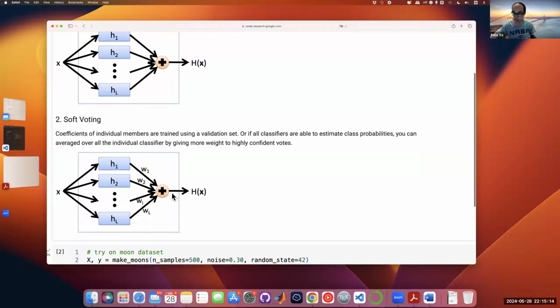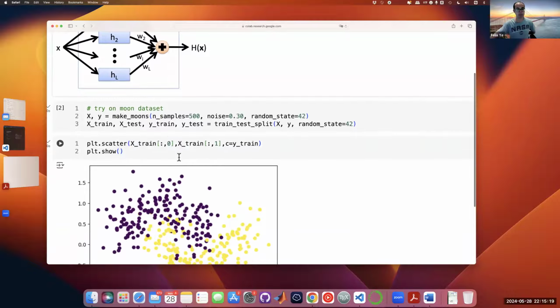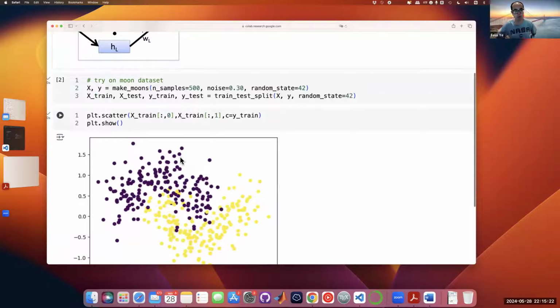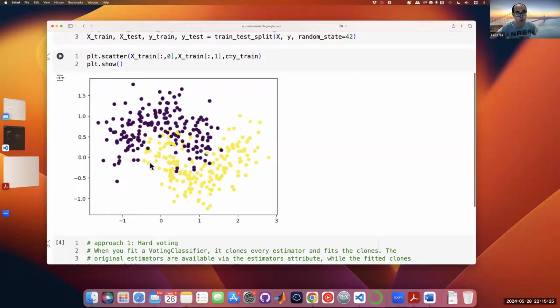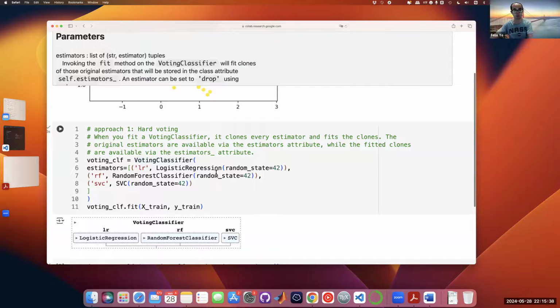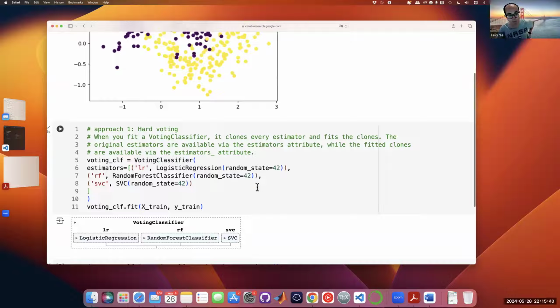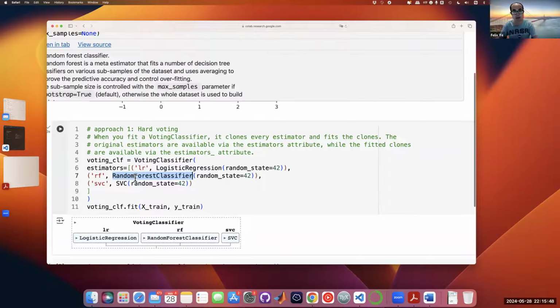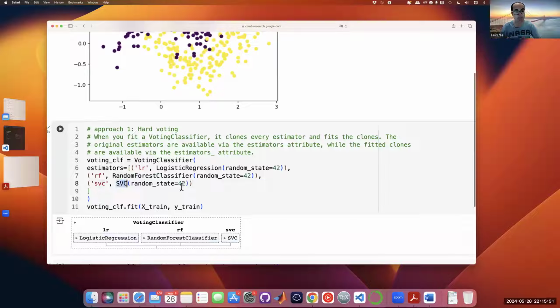So let me show you these hard voting and soft voting techniques right here. We're going to use the same data set that we have used. This is a moon data set. You have two moons, and it's obviously not linearly separable. What we do right here is create a voting classifier of three different base learners. One is logistic regression, one is random forest, we're going to talk about random forest later, and another one is SVM.